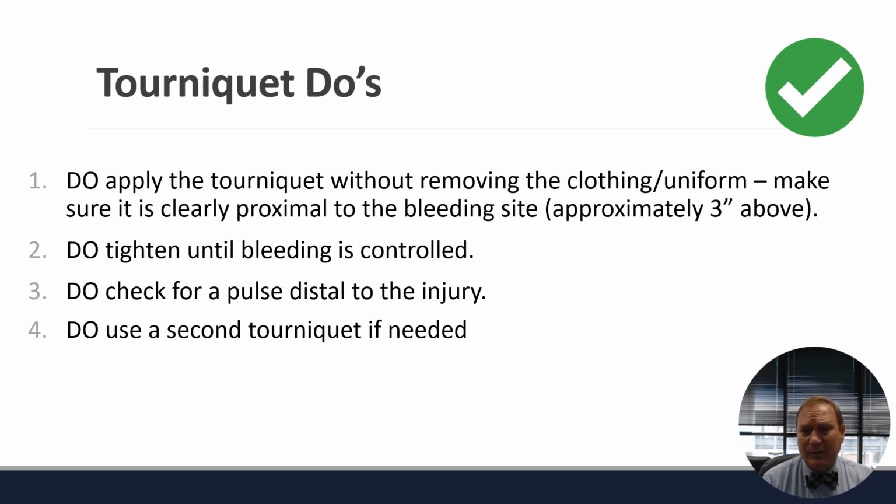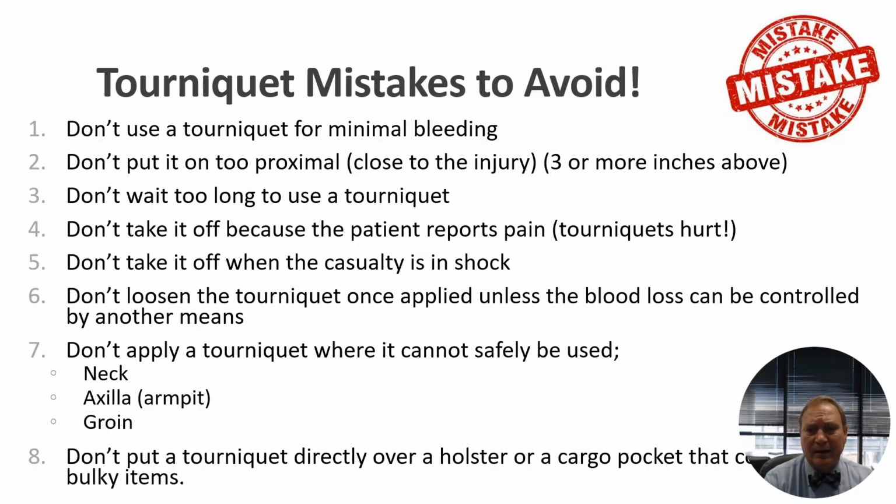In some cases, we may need to apply a second tourniquet. If we do, 3 inches above the first one, and again, closer to the heart is typically the best place to do that. It should go without saying, but don't use a tourniquet just for minimal bleeding. Don't put it too close to the injury. Don't wait too long to use one. If the patient tells you it hurts, it probably means you're doing it right. Don't take a tourniquet off because it hurts, because it probably will hurt.